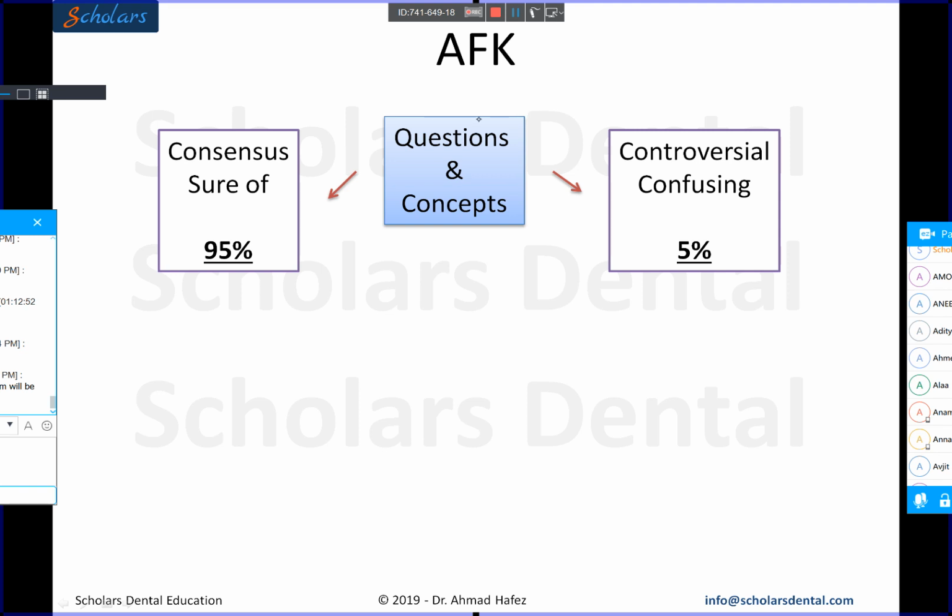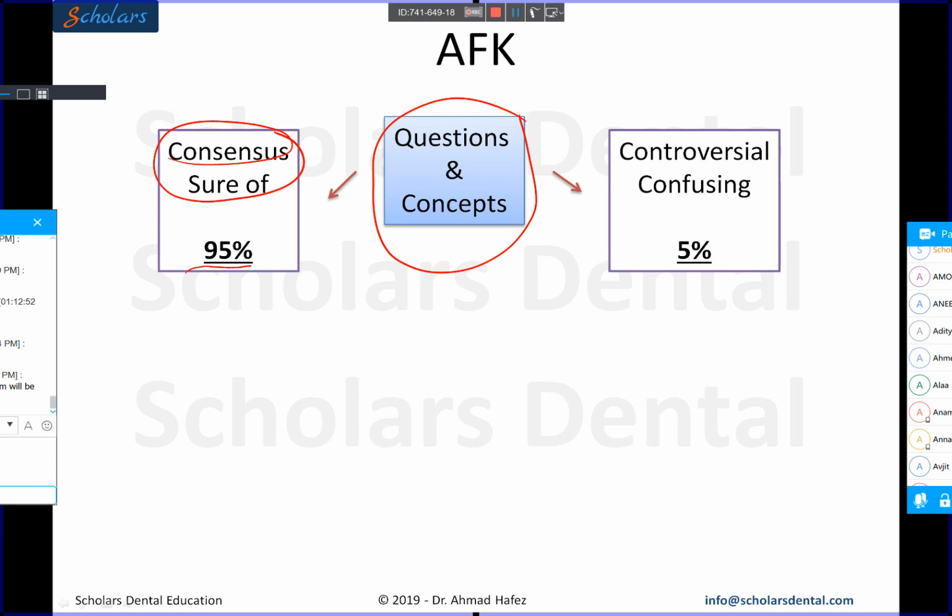So we have questions and concepts when you're studying this big exam. A lot of questions and a lot of concepts. Now, 95% of these questions and concepts, there's a consensus and we are sure of. At Scholars Dental, we have researched, we found solid evidence, and we're 100% sure that this is the answer or this is the concept that the NDEB wants.